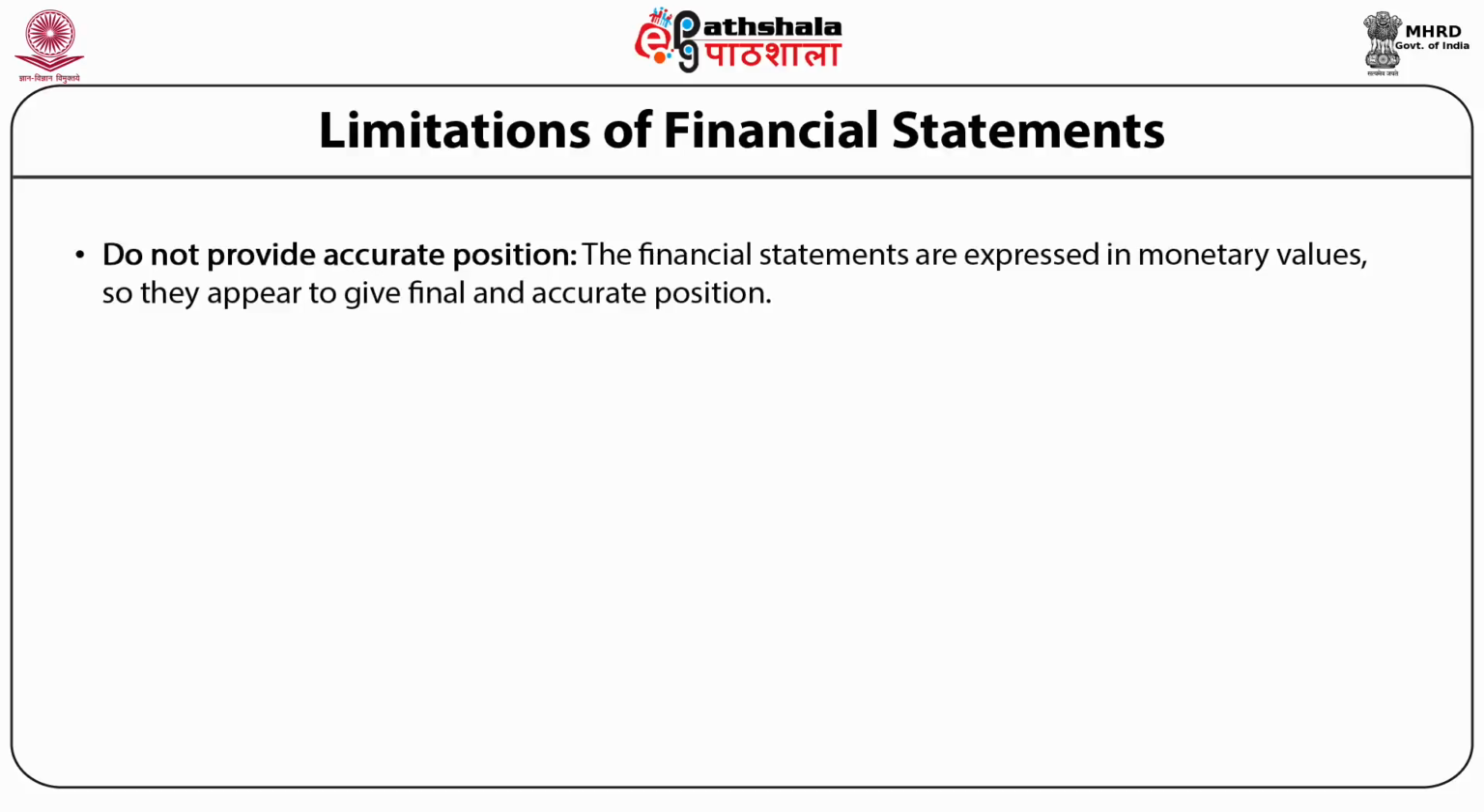So financial statements do not give a final picture. They are largely interim reports. They do not provide an accurate position. The financial statements are expressed in monetary value, so they appear to give a final and accurate position. The value of fixed assets in the balance sheet is prepared on the presumption of a going concern. The concern is expected to continue in the future, so fixed assets are shown at cost less accumulated depreciation. There are certain assets in the balance sheet, such as preliminary expenses, goodwill, and discount on issue of shares, which will realize nothing at the time of bankruptcy, though they are shown in the balance sheet.